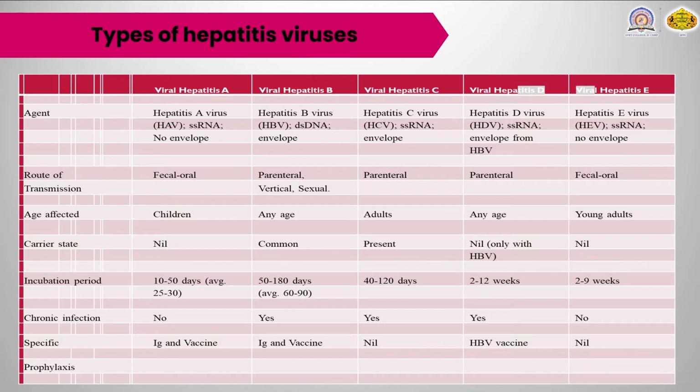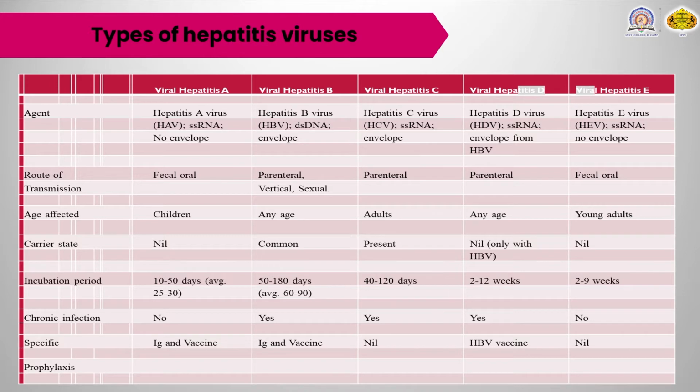Hepatitis A infection generally occurs in small children. Hepatitis B can infect children as well as adults. So, any age group can get infected with hepatitis B viral infection. Talking about hepatitis C, it is restricted to adults, hepatitis D to any age group of people, hepatitis E generally to young adults.